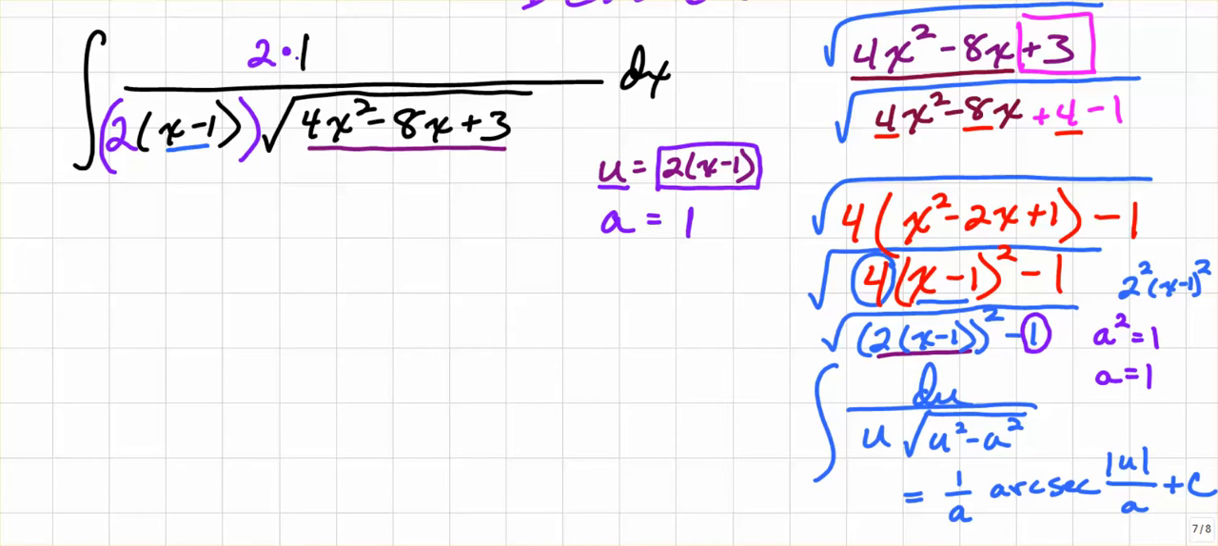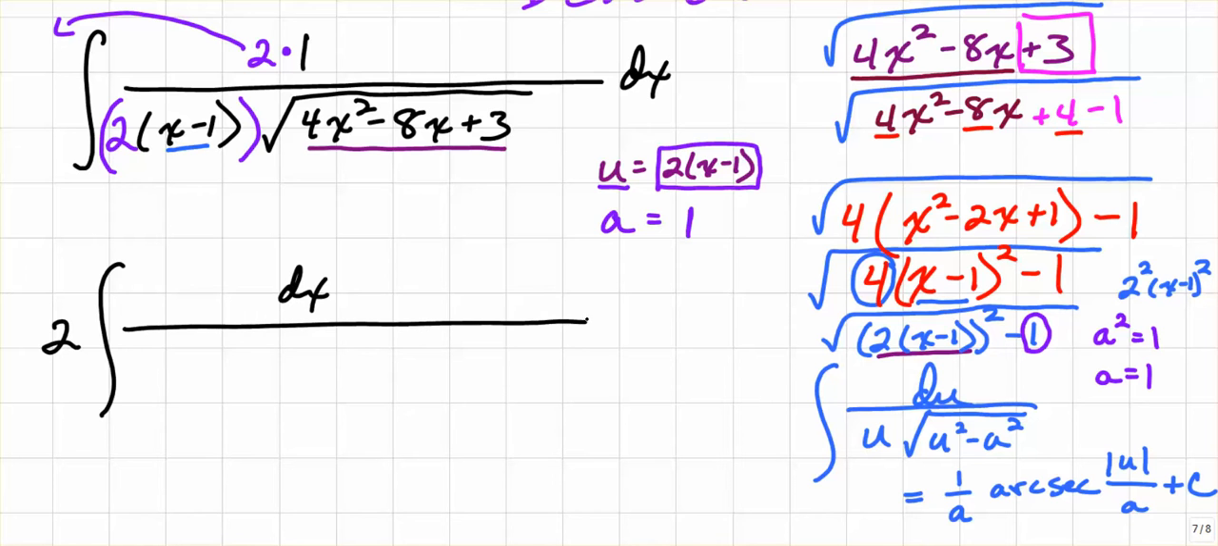So now I look at this and I say, okay, I'm going to bring this 2 out in front, and I now have 2 times the integral of dx over 2 times x minus 1 times the square root of 2 times x minus 1 squared minus 1 squared, because I want to put it in that u squared minus a squared format. And this is simply going to be equal to 1 over a.